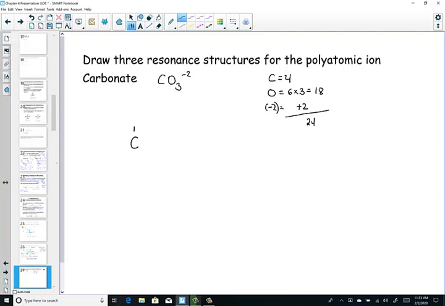Carbon in the center, attach all 3 oxygens and retally. 1, 2, 3, 4, 5, 6. That's 18 more dots. 1, 2, 3, 4, 5, 6, 7, 8, 9, 10, 11, 12, 13, 14, 15, 16, 17, 18 dots. We're done, except carbon doesn't have the 4 bonds it needs. So we need a multiple bond to satisfy the carbon. We need a double bond.